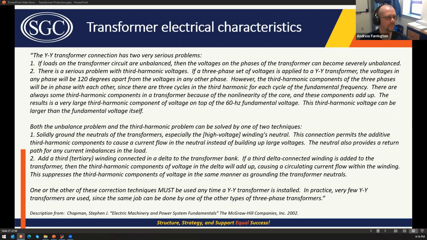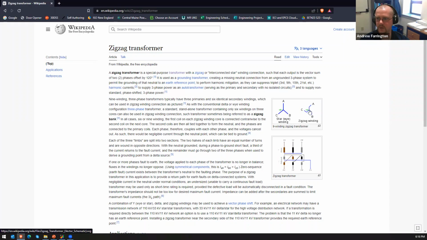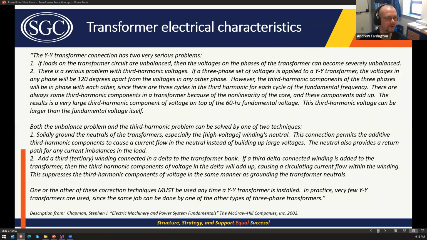But yeah, for practical purposes, a zigzag transformer is represented like this. It's a zigzag winding. I guess this isn't going to be on the homework, guys. This is kind of what it looks like, and you use that to create a ground reference. Permit the grounding of that neutral to the earth reference point. Yep. So I've never encountered one on an actual project, but you might. Who knows? But that's a zigzag transformer.